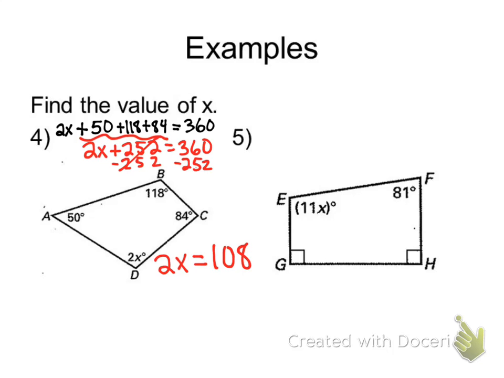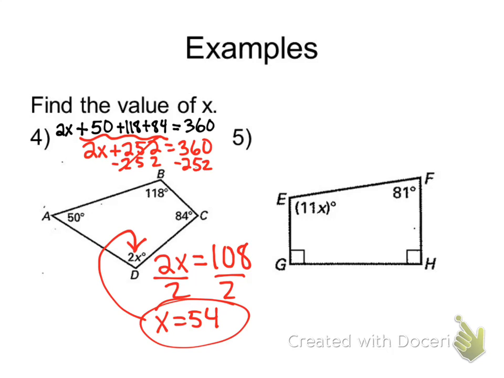And then one more step to find x. What do I do? Divide by 2. Great. X equals 54. Now, if you want to check that, you just plug 54 in right here. 2 times 54, that makes that angle 108. And then you can add 108 and 50 and 118 and 84, and you should end up with 360. If not, you need to start over. Any questions on number 4?